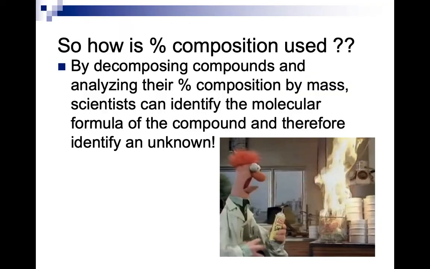How is percent composition used? If I'm able to decompose compounds and analyze their percent composition by mass, then I can identify the molecular formula of the compound, and I can therefore identify an unknown. Pretty much I am taking a compound, breaking it up, finding how much mass per element I have in a compound, and then I'm able to determine the compound's formula.